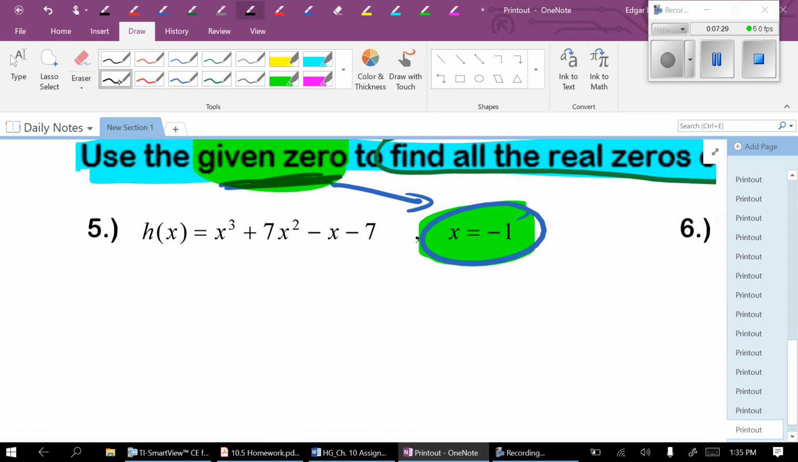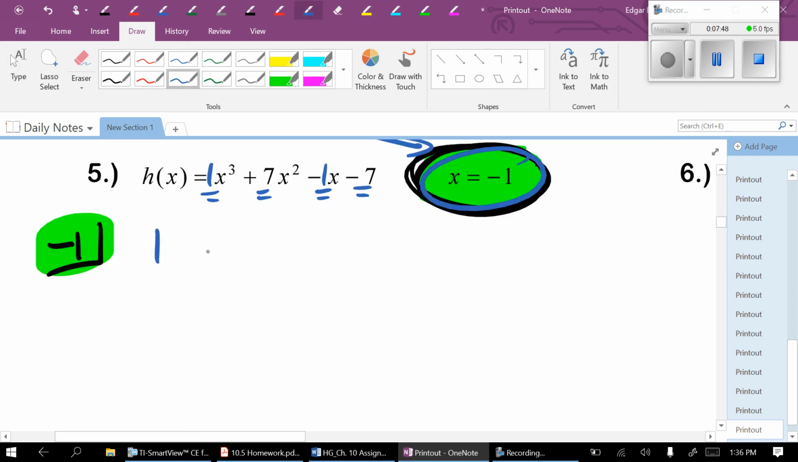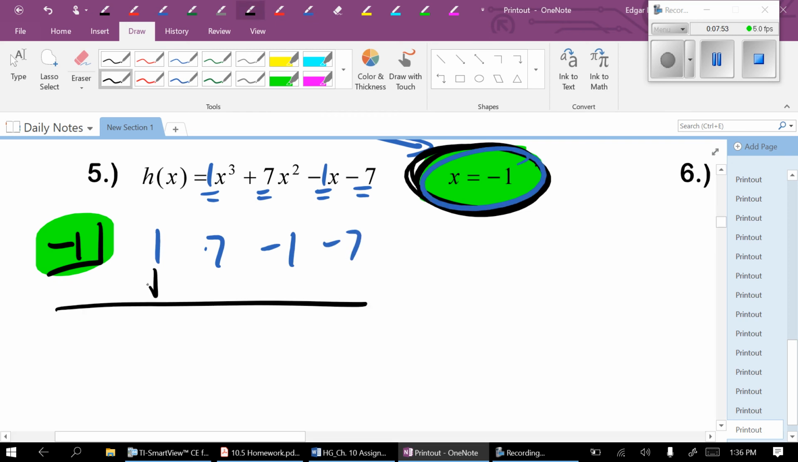So let's go ahead and do this, guys. Now, here's one thing you got to remember. That is the 0. So actually, there's no setting it equal to 0 anymore because that is the 0 itself. That negative 1 is what goes here. That's my box number. Now, I just have to go ahead and drop all of my coefficients: 1, 7, negative 1, negative 7. And then we can start our synthetic division.